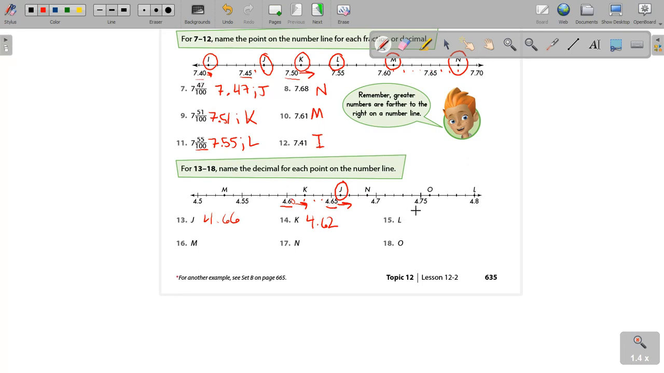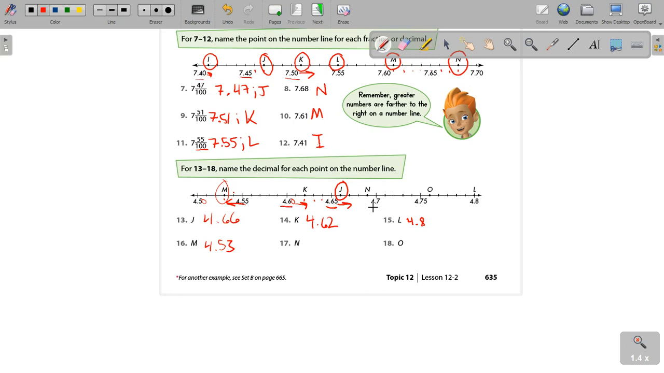Okay, now 15, we're looking for L. Well, this one's already labeled, right? So that one should probably be the easiest one that we see on there, 4.8. M, well, you can look at it either direction. You could count from this way, from the 4.50. Remember, 4.5 and 4.50 are the same thing. Or go backwards from 4.55. So here's 4.54 and 4.53. So that means that this is 4.53.